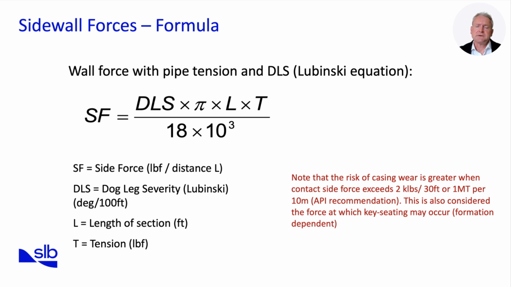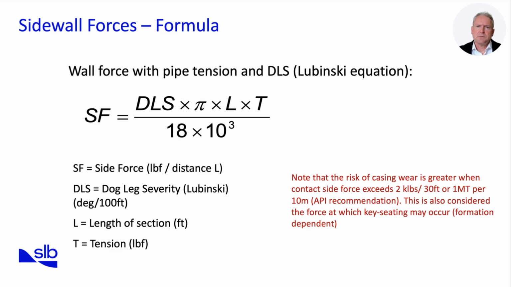Second, the length of the pipe section that spans across the dogleg. A longer section increases the overall side load. Third, the pipe tension, the amount of pull or stretch in the drill string. The higher the tension, the more that side load is magnified. We also include the constant pi in the calculation, which comes from the geometry of the curve, and then we divide the whole expression by 18,000. That denominator is simply a scaling factor to keep the result in the right practical units. So overall, sharper bends, longer spans, and higher tension all increase the side force.